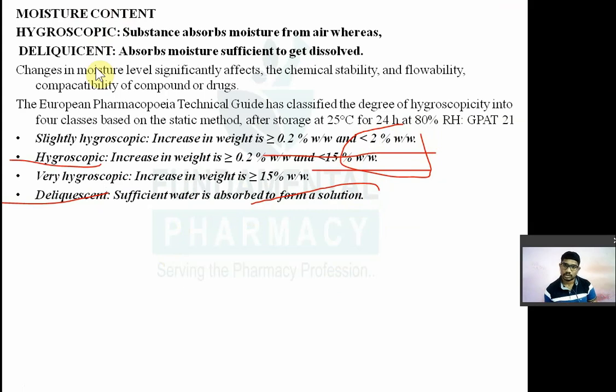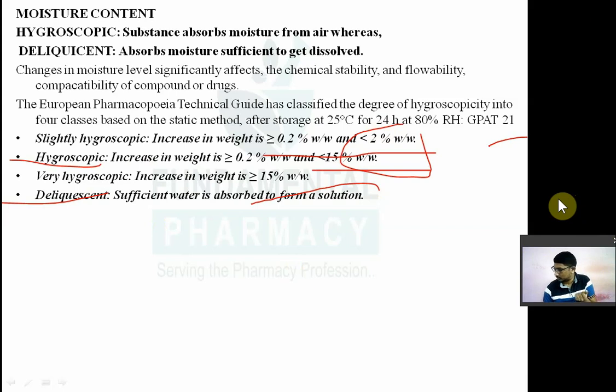So this was a question in GPAT 2021. इसके ऊपर क्वेश्चन आ चुके हैं. So remember, slightly hygroscopic मतलब क्या है? So there is an increase in weight up to 2%, but less than 2%. So if the increase in weight by absorption of water is less than 2%, that is slightly hygroscopic.